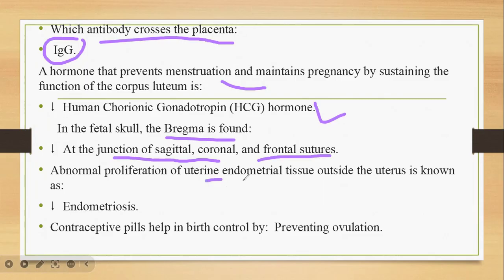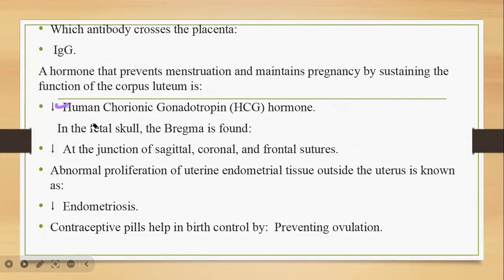Abnormal proliferation of the uterine endometrium is known as endometriosis. Just ignore this arrow, it's just a pointer. So what is endometriosis? When the inner layer of the uterus gets proliferated, that is known as endometriosis.